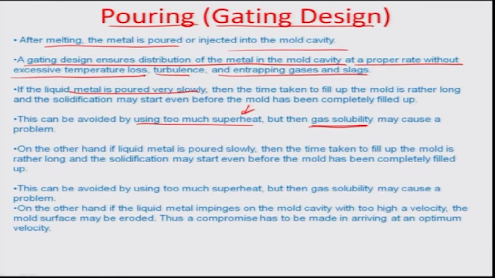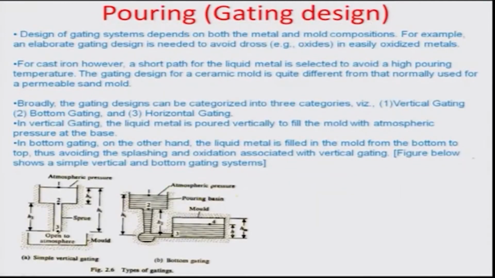On the other hand, if the liquid metal is poured slowly, the time taken to fill up the mold can be rather long, and solidification may start. And somehow we have to develop an intermediate solution, so that the liquid does not impinge on the cast, and at the same time it has enough time to flow into the material, and it does not damage the material structure by having minimum gas solubility. So, for doing that, let us investigate what kind of gating designs are normally available.